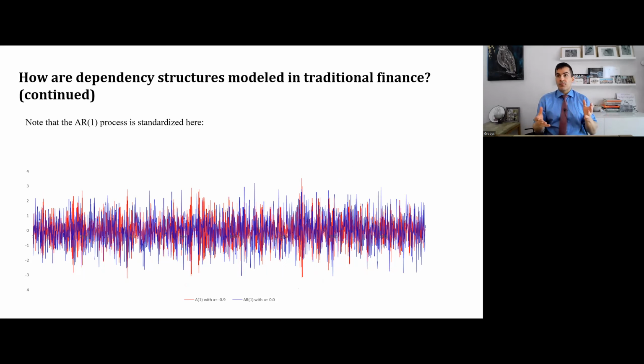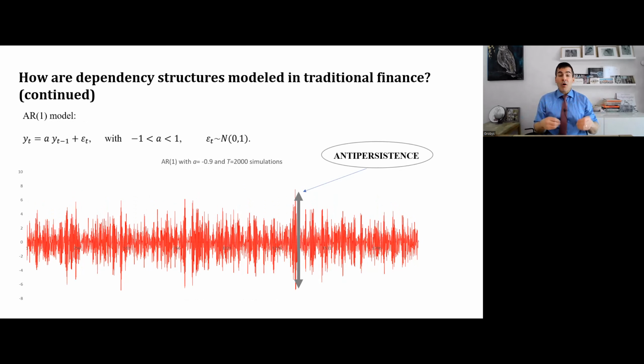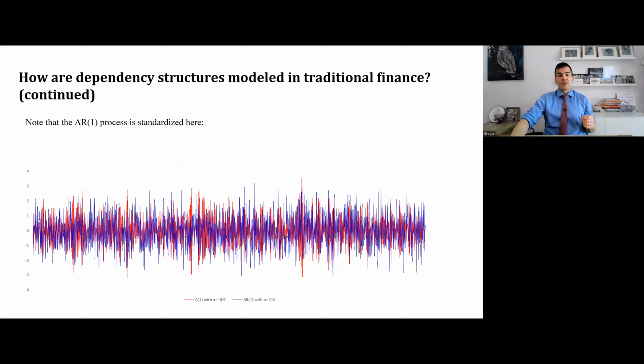a is 0. And what is that? It's simply a normally distributed process. Because if a is 0, what remains on the right-hand side is just the innovation process. And that's assumed to be normally distributed with mean 0 and standard deviation of 1. So I plot here these two processes against each other.